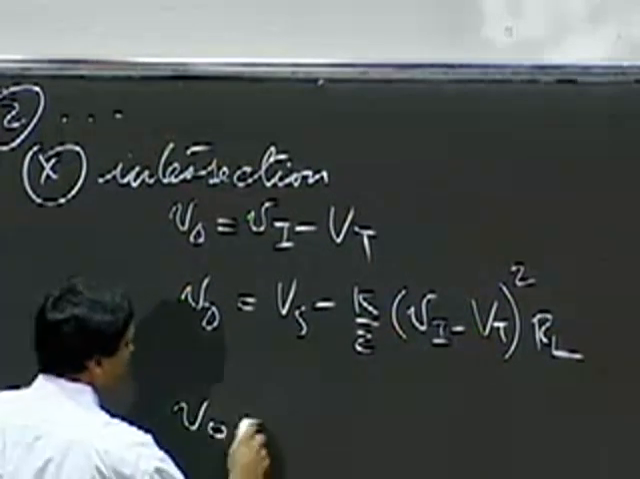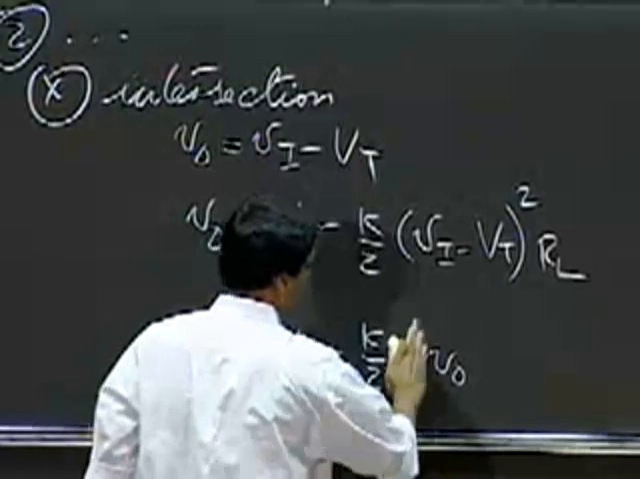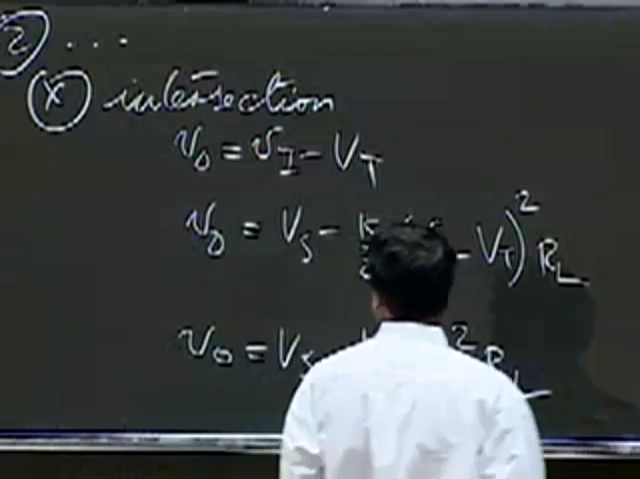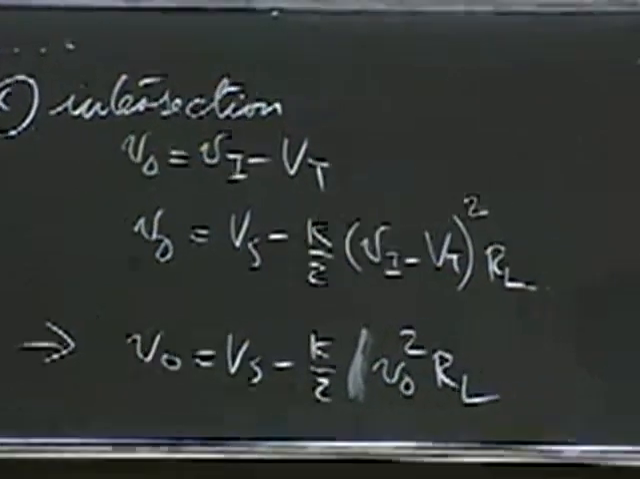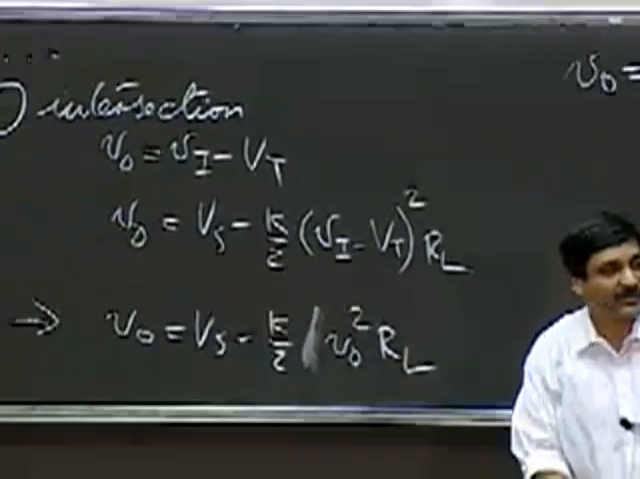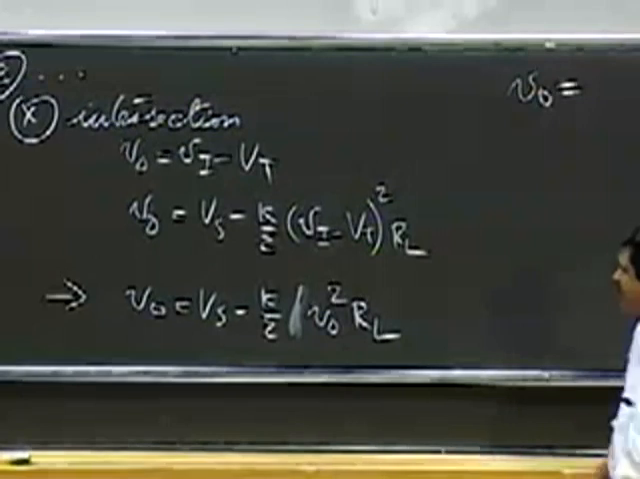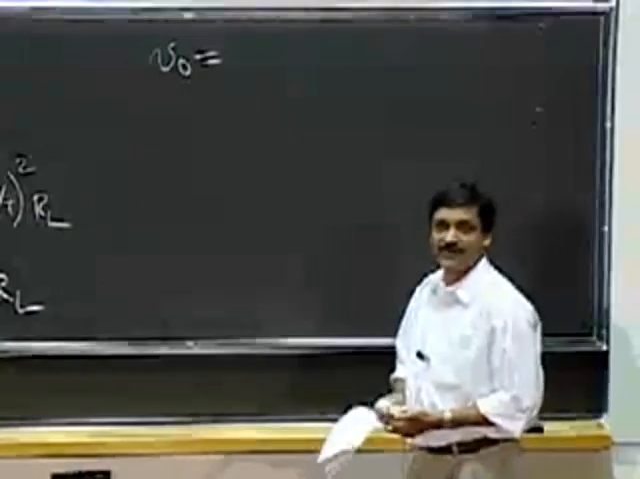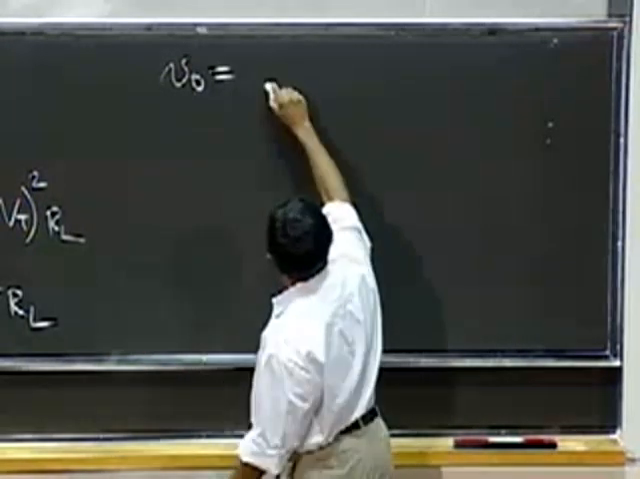So I get V naught equals Vs minus K divided by 2 V naught squared RL. This gives me a quadratic in V naught, and I can solve for it pretty easily. For a quadratic ax squared plus bx plus c equals 0, the solution is given by x equals minus b plus or minus square root of b squared minus 4ac, divided by 2a. I'm just going to get those numbers here.